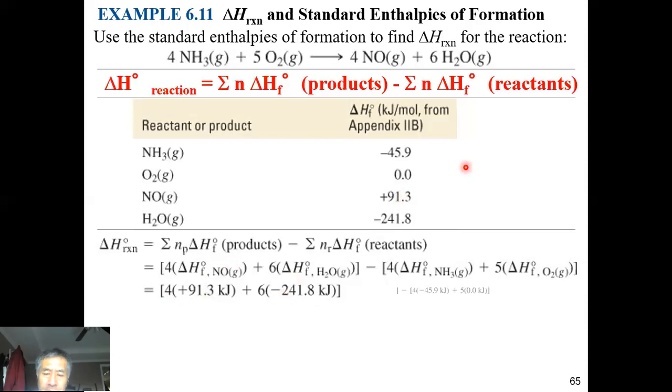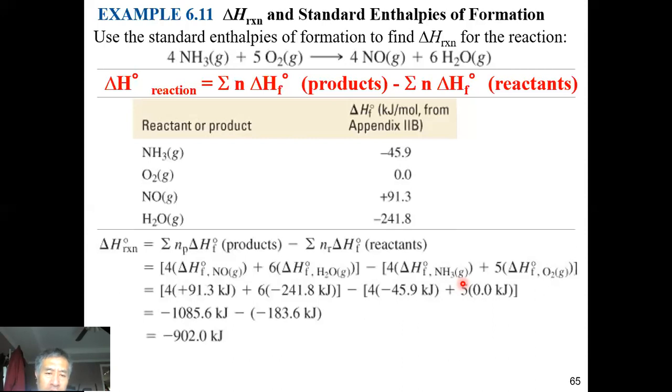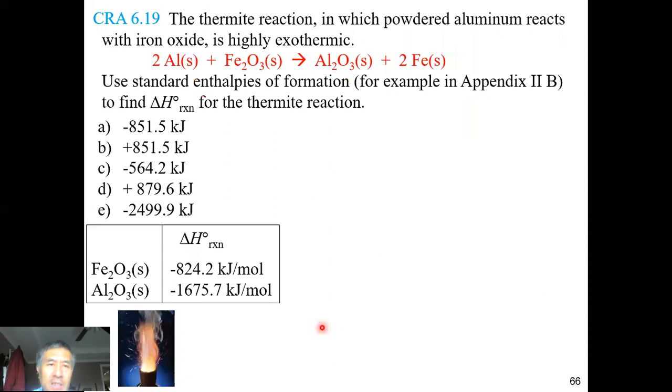And then similarly, we go to the reactants. So we have 4 NH3. For NH3, we have negative 45.9. Then for the O2, it is 0. So now we have all those numbers. We just multiply, add, or subtract. So we get negative 902.0 kilojoules. So this example 6.19 is about thermite.